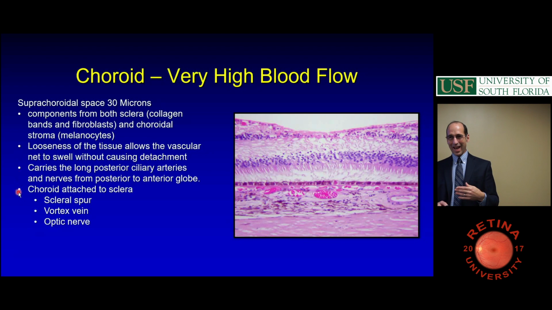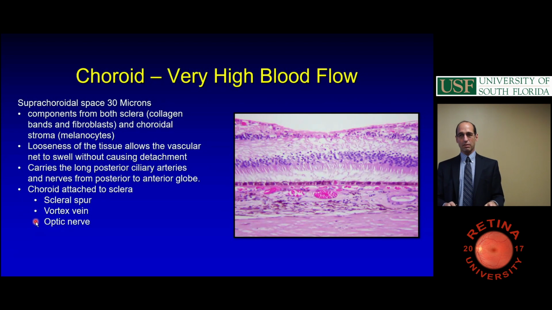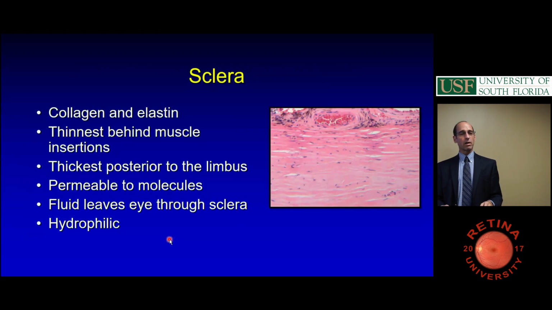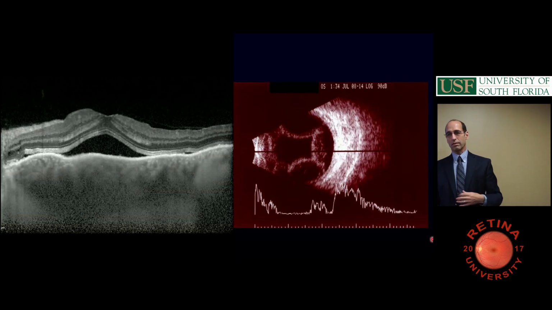Now the choroid attaches to the sclera at the scleral spur, which is way out in the periphery, at the vortex veins and at the optic nerve. So that's one of the reasons you get this pattern. If you get a suprachoroidal hemorrhage, you'll notice on OCT it's not all, it loculates, and it loculates at the vortex veins. So just so you know.